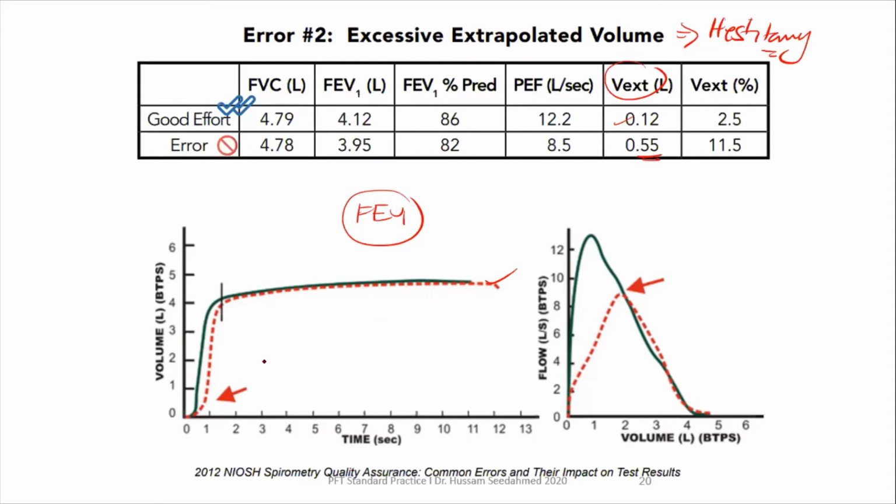How can you identify it? In this error, by this sigmoid shape. And what is the implication? It can decrease or increase the FEV1, and this will affect the ratio. And how to correct it or solve it? By coaching the patient to start immediately, to blast faster without any hesitation.